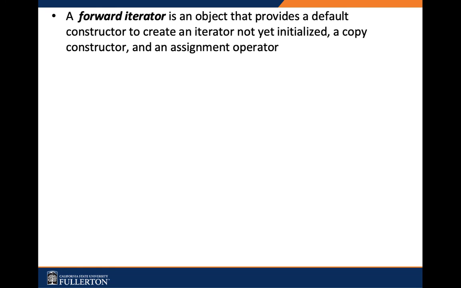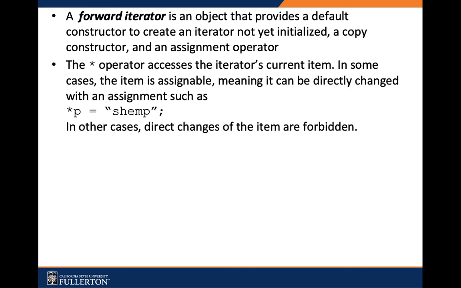A forward iterator is an object that provides a default constructor to create an iterator not yet initialized, a copy constructor, and an assignment operator. The dereference operator accesses the iterator's current item. In some cases, the item is assignable, meaning it can be directly changed with an assignment such as star of P equals and then the quotes shape. In other cases, direct changes of the item are forbidden.